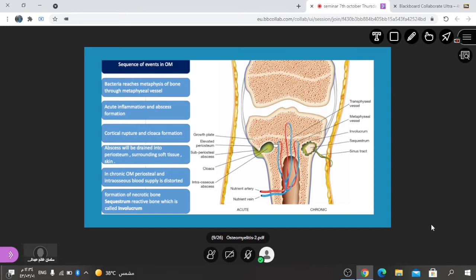However, this will not lead to ischemic necrosis, because we have another type of vessels called the periosteal vessels that will cover this area instead of the metaphysial. So the intraosseous abscess can elevate the intraosseous pressure. This eventually leads to rupture of the cortex of the bone due to increased intraosseous pressure. The rupture of the cortex we call a cloaca, and this will allow the abscess to drain from the intraosseous space into the subperiosteal space.